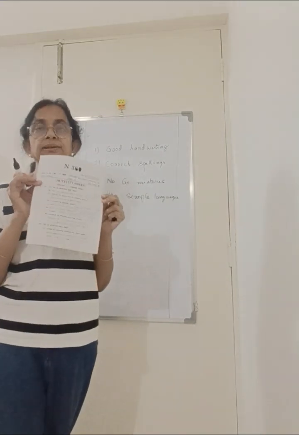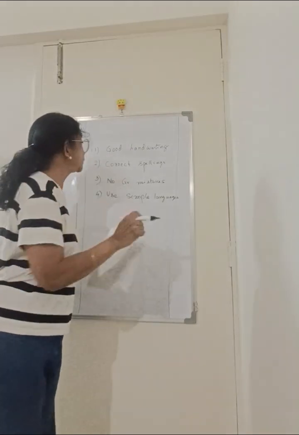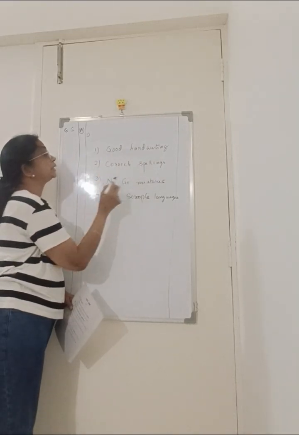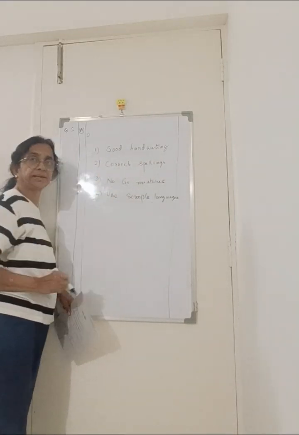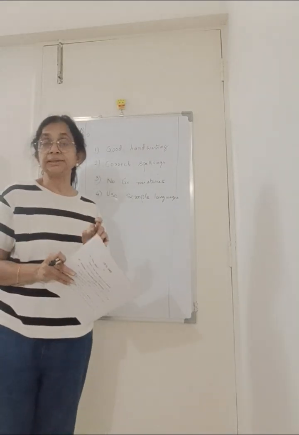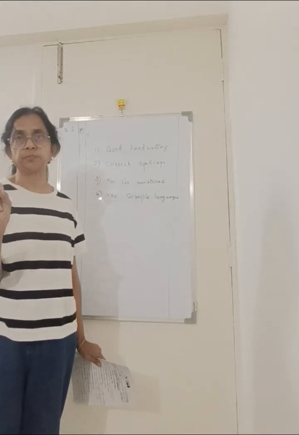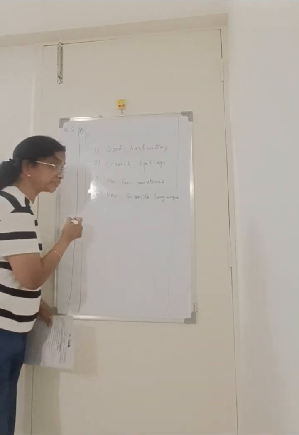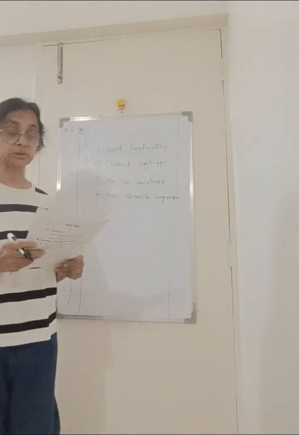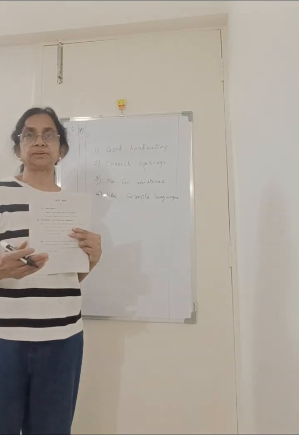This is how the English board paper is to be answered. And remember these points very well. Please remember: good handwriting, correct spellings, no grammar mistakes, use simple language. That is very, very important. And last but not the least, always start a new question on a new page. That is very important. Underline after each answer so that it will not create any confusion to the examiner. You have to make it easy for the examiner.